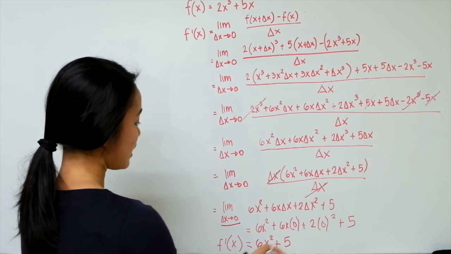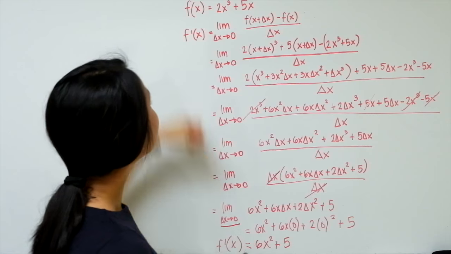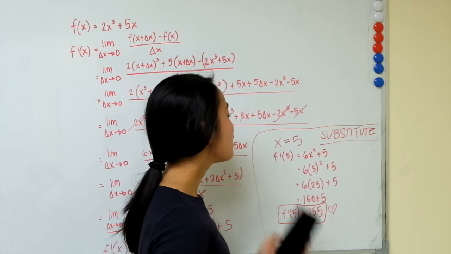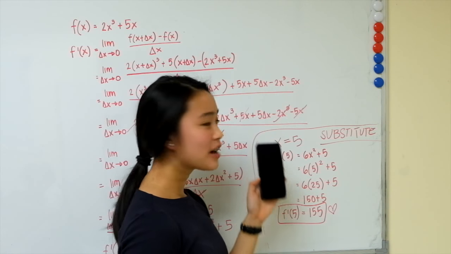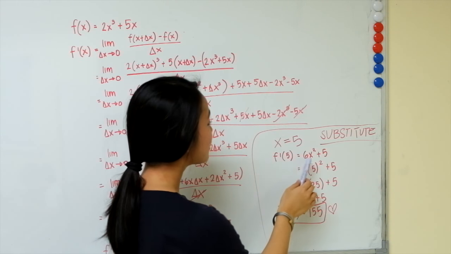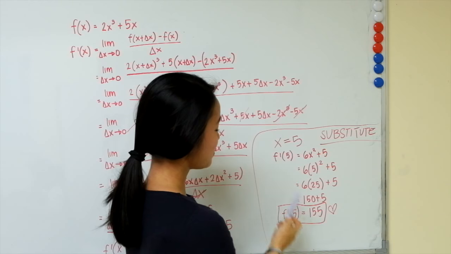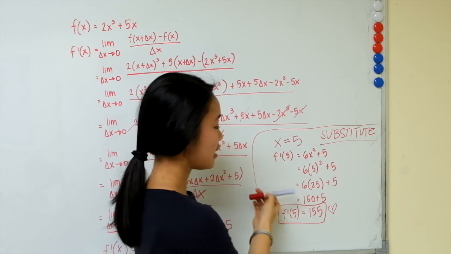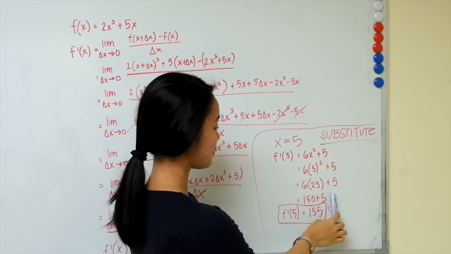And we get 6x squared plus 5, which is the derivative of 2x cubed plus 5x. For the slope of a tangent line, we just substitute our x, which is 5, into the function. So when we do that, we get 6 times 5 squared plus 5. And that gives you 6 times 25 plus 5.